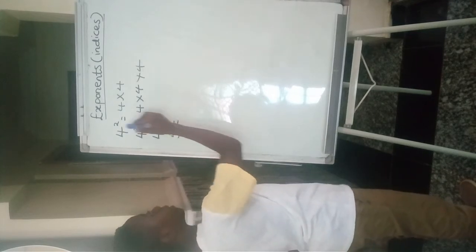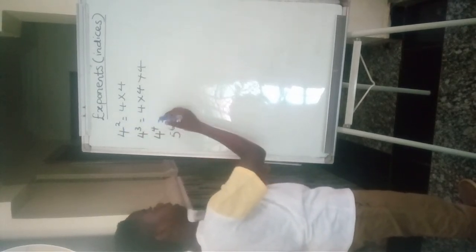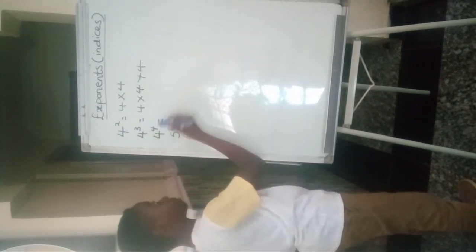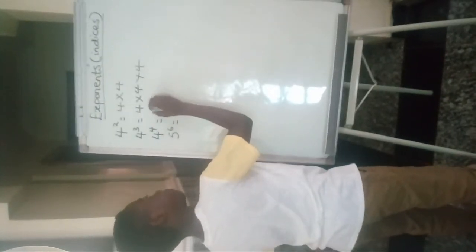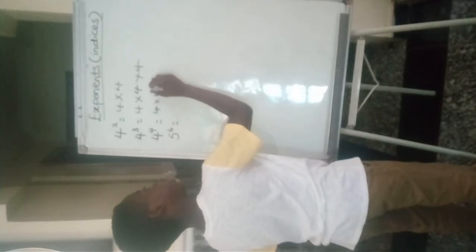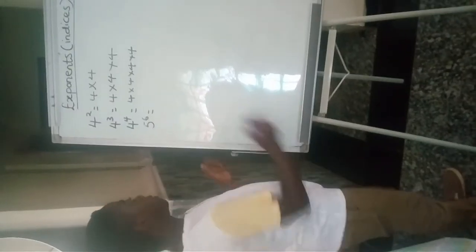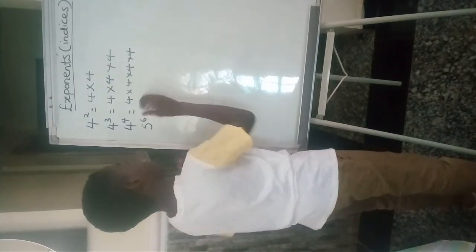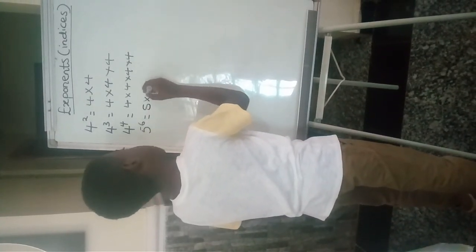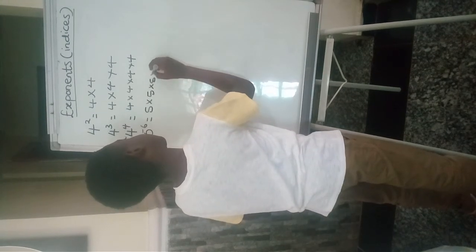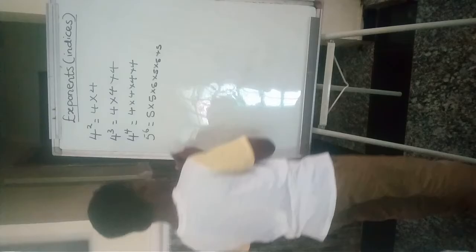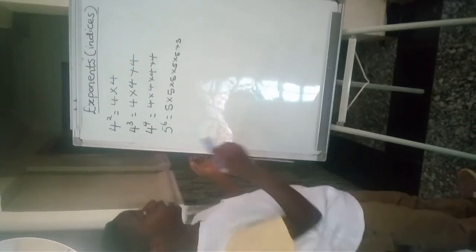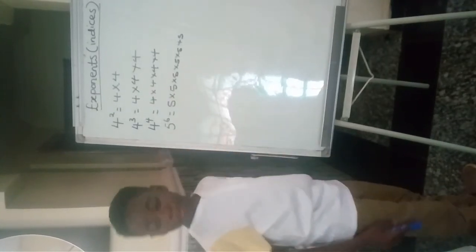This one is the same thing as we explained earlier. The smaller one tells us how many times to multiply the base. Since this is 4, this will be 4 times 4 times 4 times 4. Then 5 exponent 6. This means 5 times 5 times 5 times 5 times 5 times 5. I hope you recognize exponents when you see one.